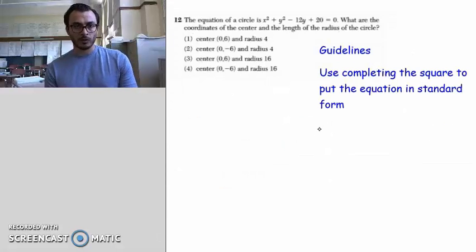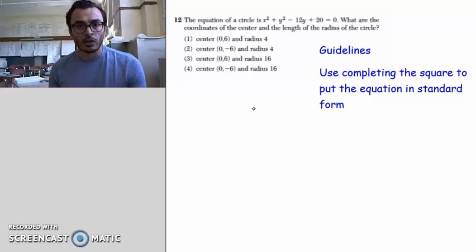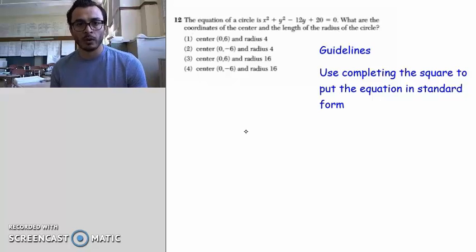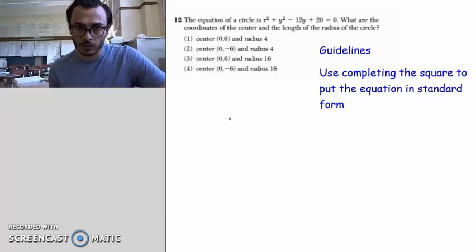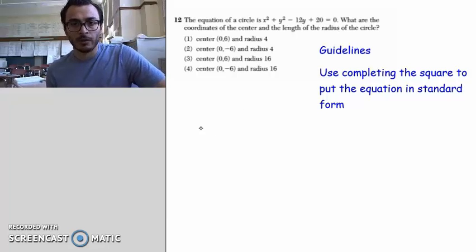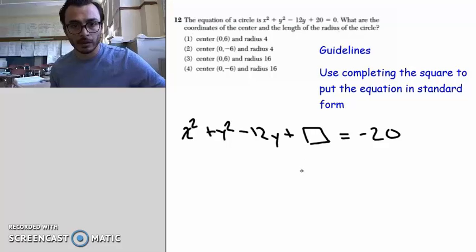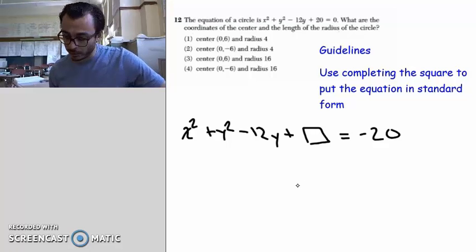All right, so here is number 12. We are slowly working our way through this region. It says the equation of a circle is x squared plus y squared minus 12y plus 20 equals 0. What are the coordinates of the center and the length of the radius of the circle? So we have to use the completing the square method to put this in standard form. So we're going to write x squared plus y squared minus 12y plus a box equals negative 20. If you want to know more about this method, you could check out my video on completing the square to put a circle equation in standard form.